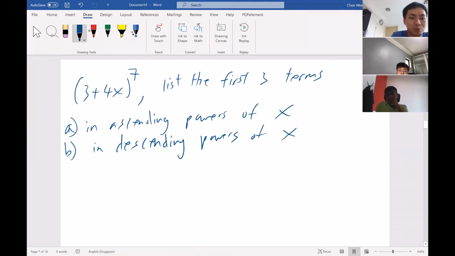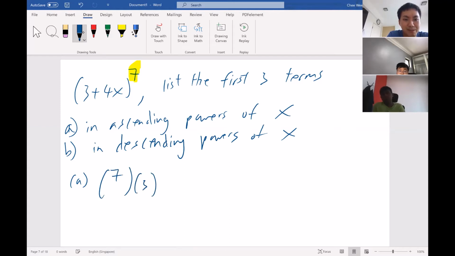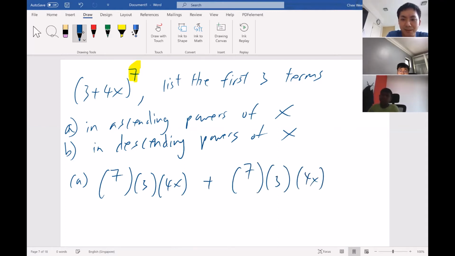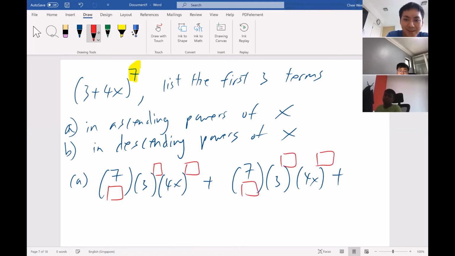So if I were to do part A, you know that since this is power 7, if I really go and expand it out, I will have a total of 8 terms. But that's not what the question wants. The question wants only 3 terms. So the first term, if you look at the pattern, it should be 7 choose something, 3 to the power of something, 4x to the power of something, right? Then plus 7 choose something again, 3 to the power of something, 4x to the power of something, then plus something. Okay, so this guy, this guy, and this guy.